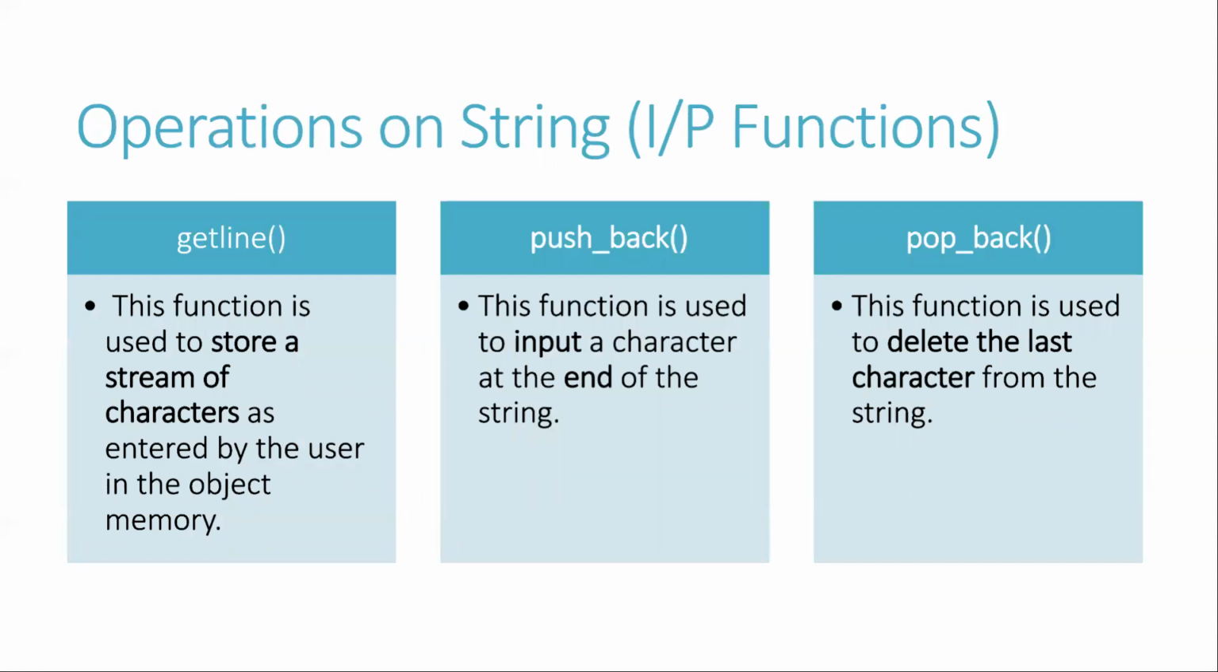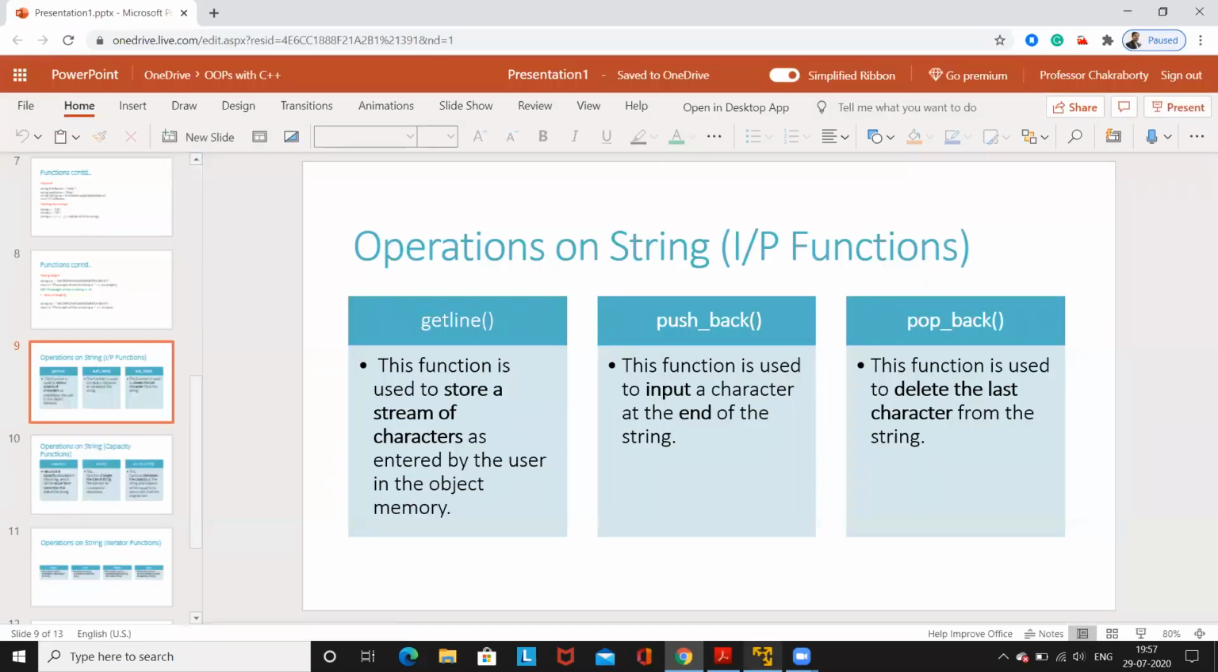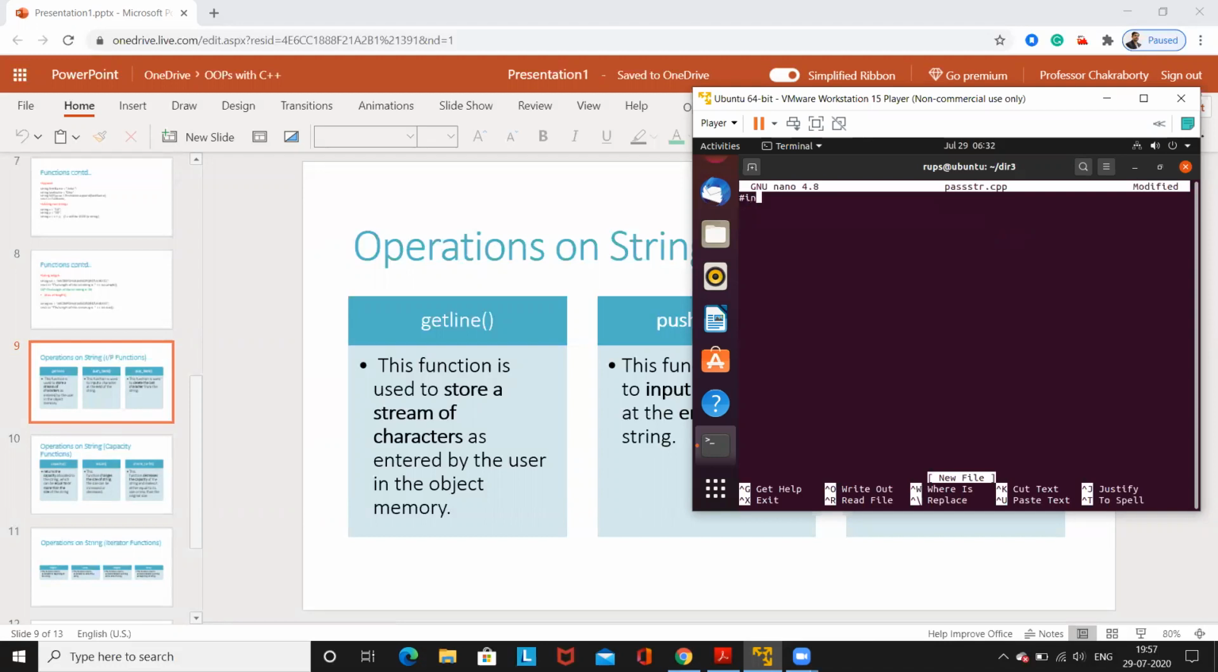Now some input functions, but before going to the input function, let me show you one example of how we can pass a string. It is an important one. Sometimes at the time of programming you may be required to pass a string or character array inside a function. So I can show you, nano pass string dot cpp. Some example I will show you today.